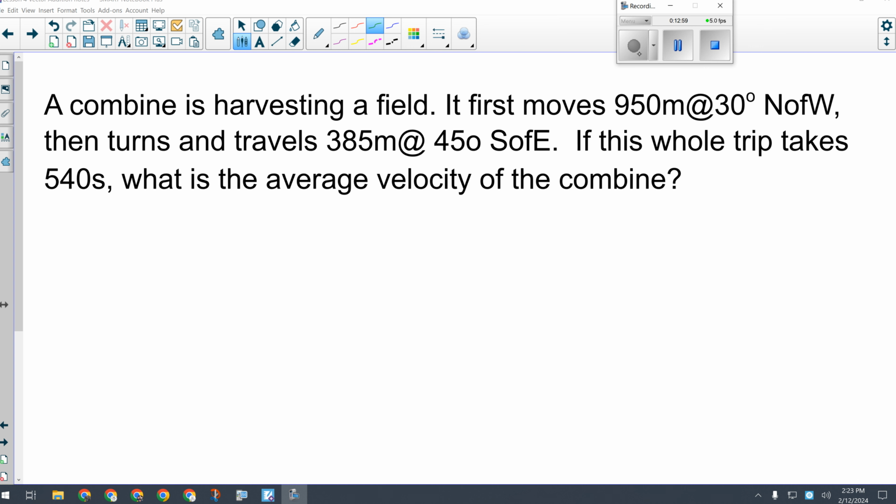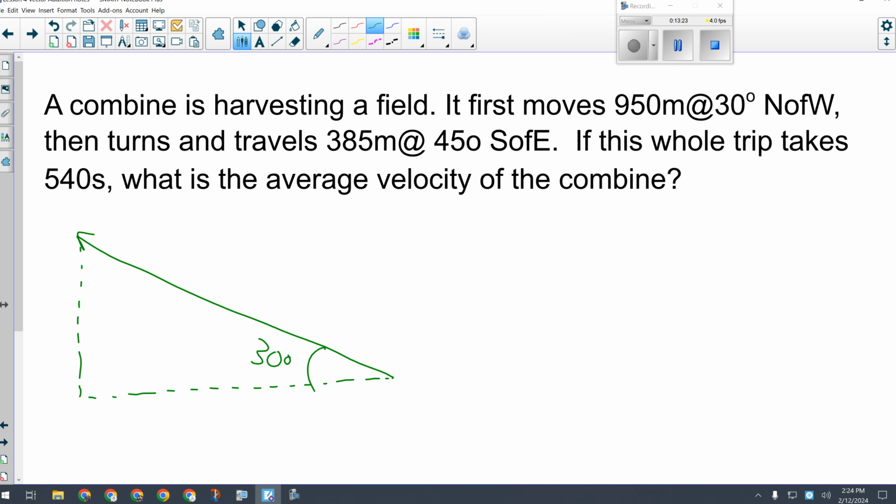All right, so we'll start out with the first vector, 950 meters at 30 degrees north of west. Okay, so here's my reference line that goes due west, okay, and 30 degrees. Probably something like that. All right, so I've drawn the first vector. I've got its x and y components identified. I haven't calculated them yet, but they're on there.